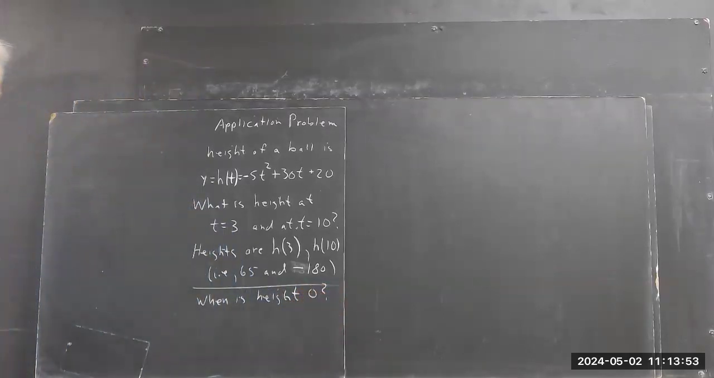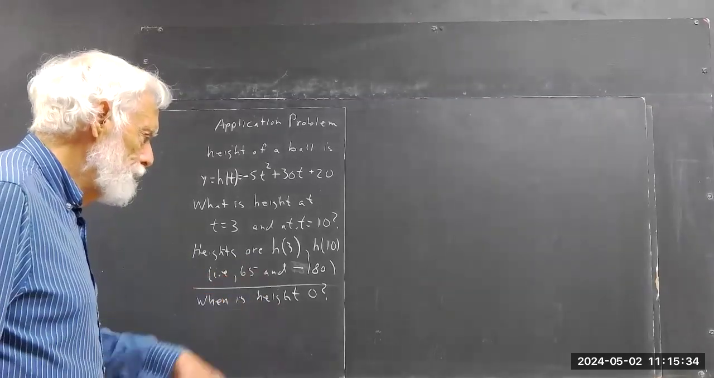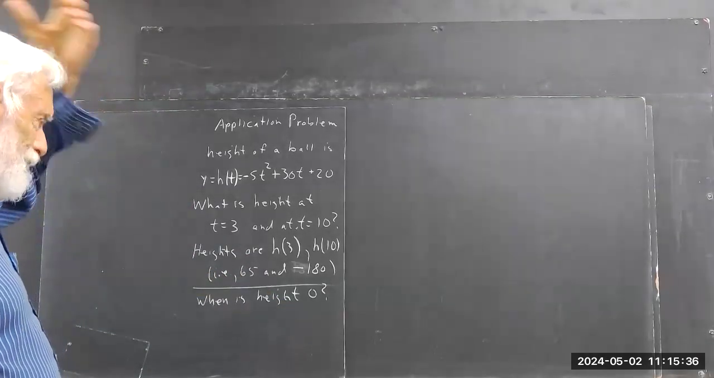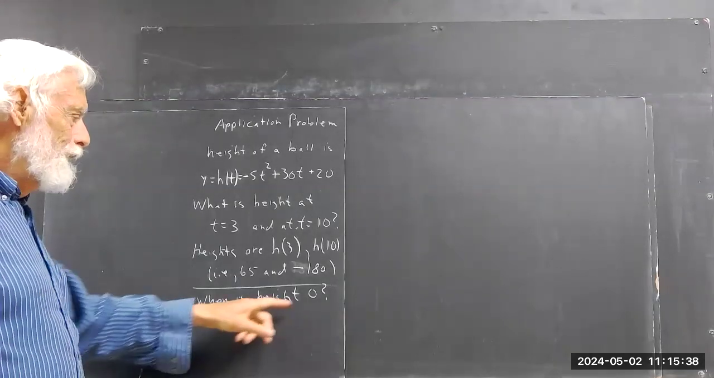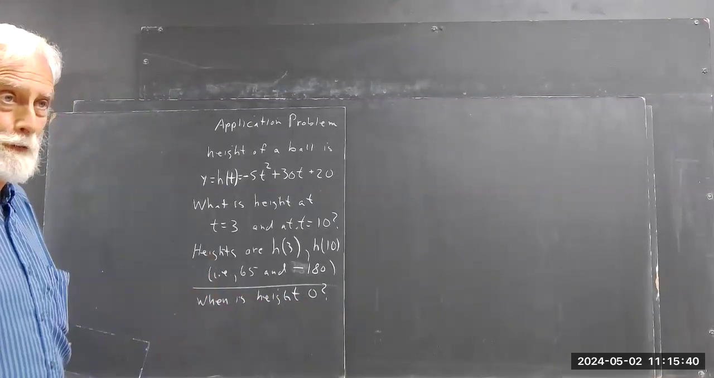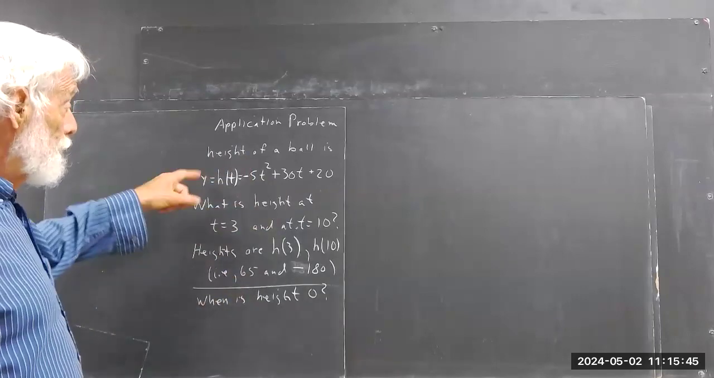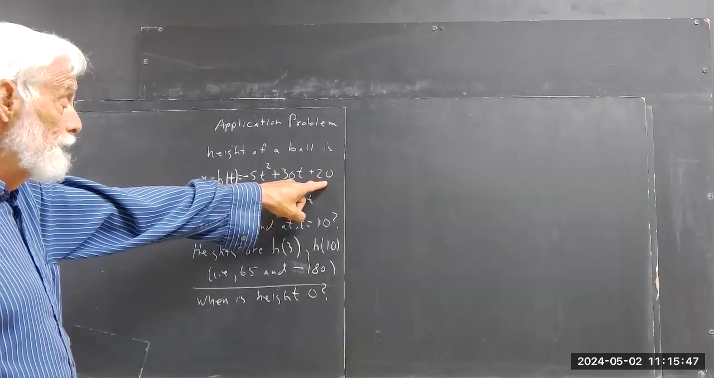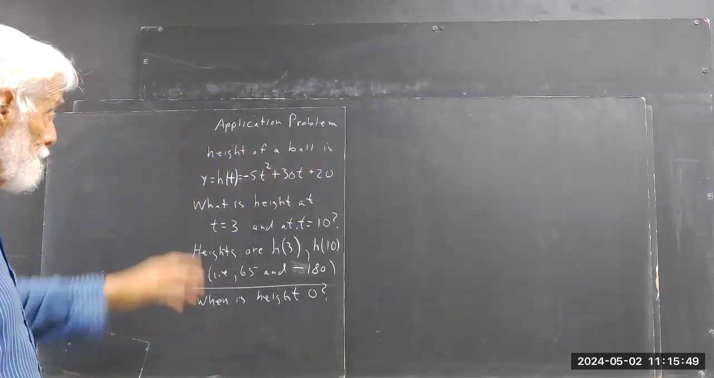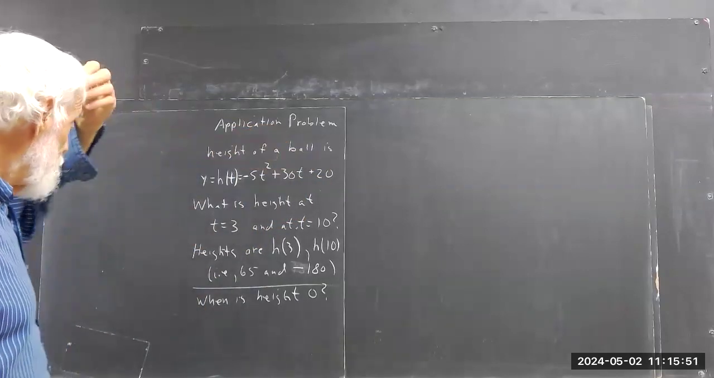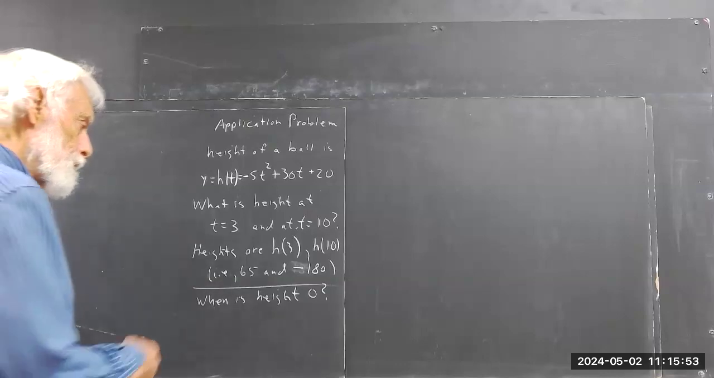When is the height 0? Okay, so the first response I got was, oh, you plug in t equals 0. No, that's not when the height is 0. If you plug in t equals 0, you get information about where this is at time 0. And that would just give you 20. We'll see that when we graph it.